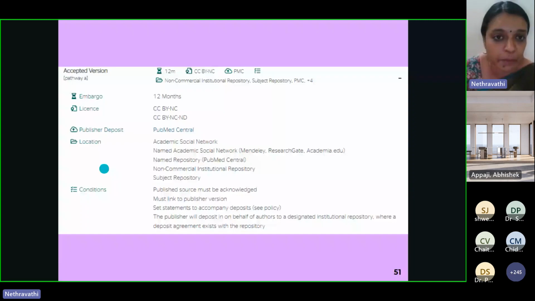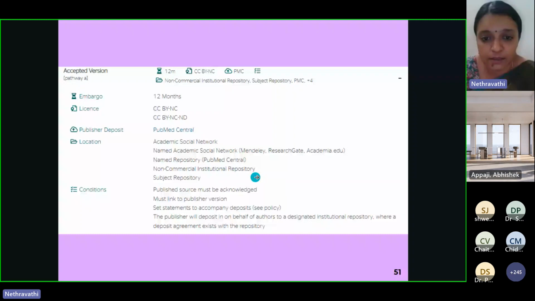And what if my paper is accepted? When it is accepted, there is an embargo of 12 months. For your information, these details are only for that one particular journal, Energy Sources Part A. So it has an embargo after it has been accepted. After the article has been accepted, it has an embargo of 12 months. And where can it be located? An academic social network, or a named repository like PubMed, and a non-commercial institutional repository.